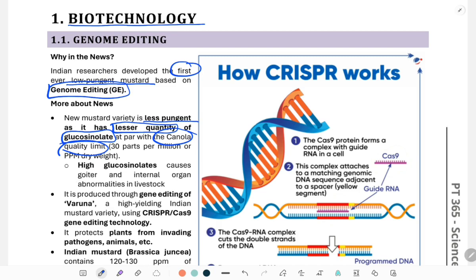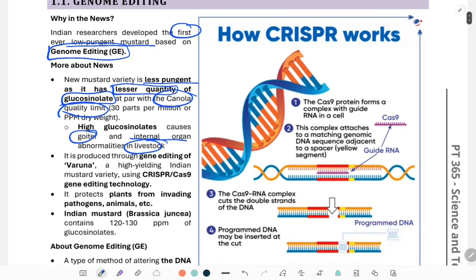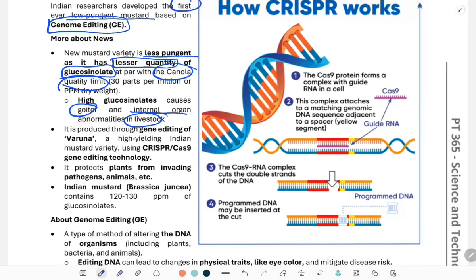High glucosinolates cause goiter and internal organ abnormalities in livestock, but this variety contains a lesser quantity of glucosinolate. It is produced through gene editing of Varuna, a high-yielding Indian mustard variety, using CRISPR-Cas9 gene editing technology. It protects the plants from invading pathogens and animals. Indian mustard contains 120 to 130 ppm of glucosinolates.